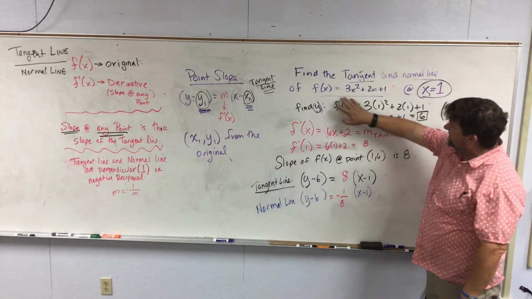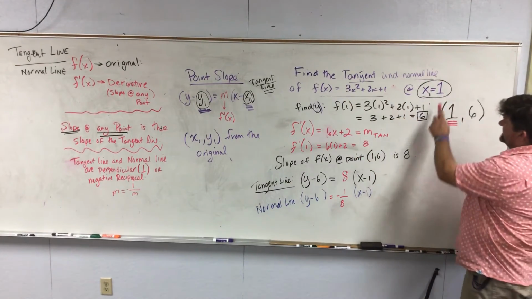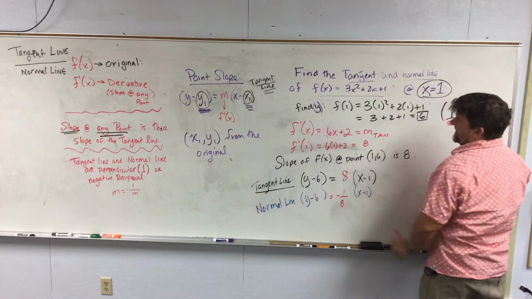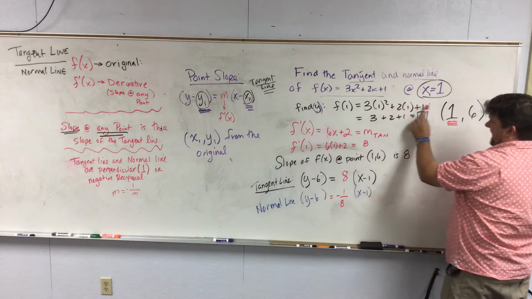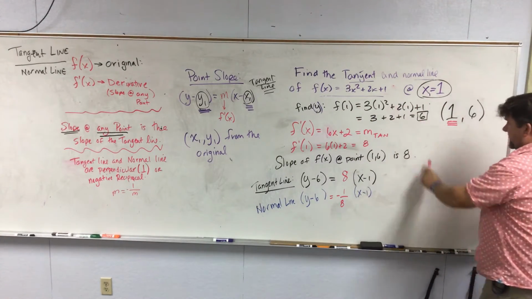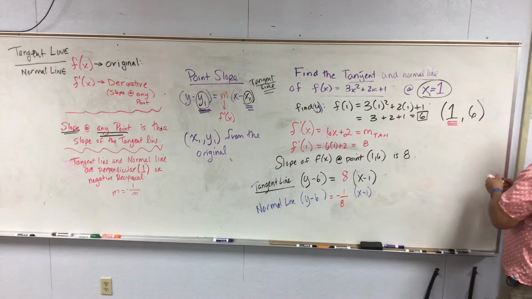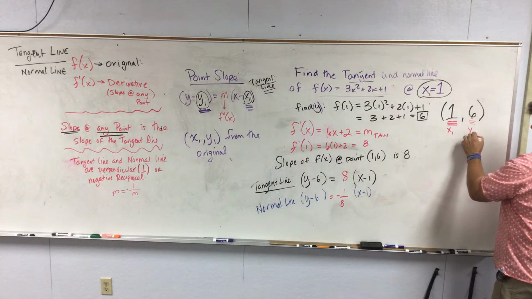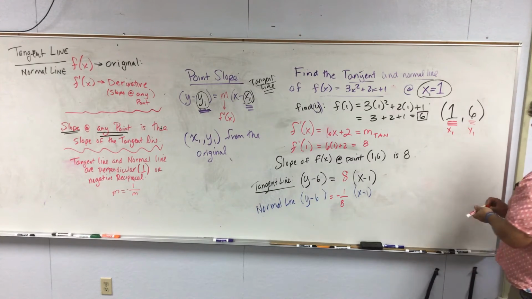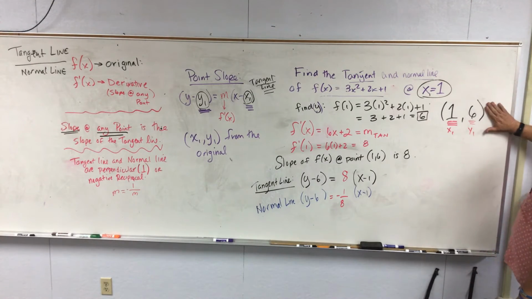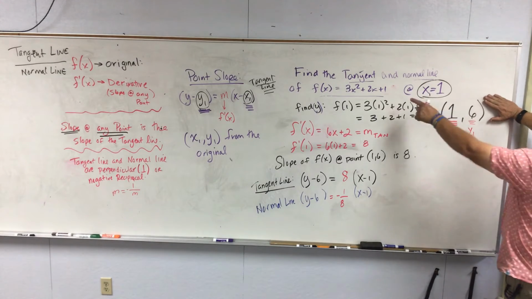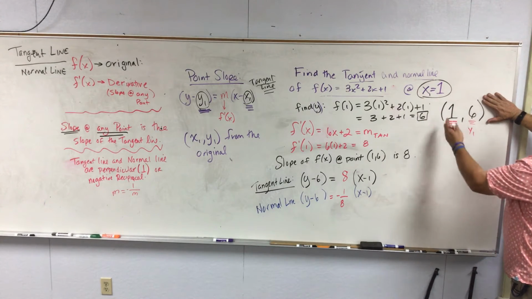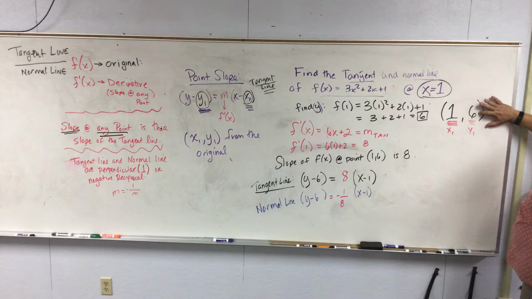Well, our original function is f of x, so we just take 1 and substitute it in. So f of 1 is equal to this algebra, and we get 6. So my y value is 6, and my x value is 1. So here's the point on the graph. This is the point on that graph that we're going to find the slope for.